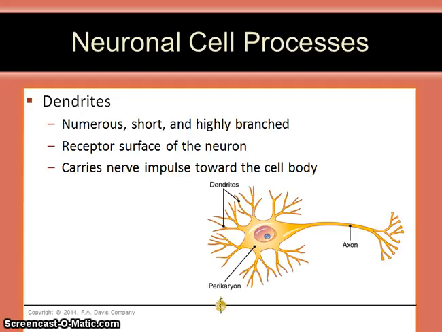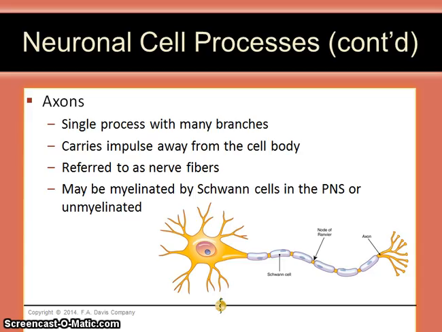Dendrites are numerous, short, and highly branched structures which carry nerve impulses toward the cell body. Axons are single processes with many branches. They carry impulses away from the cell body. They are referred to as nerve fibers, and they may be myelinated by Schwann cells in the peripheral nervous system, or they may be unmyelinated.